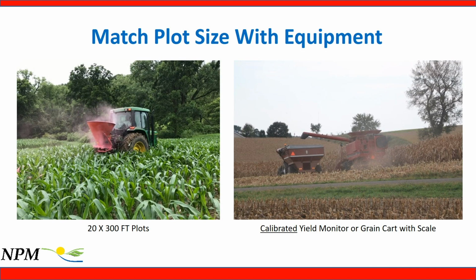If we're moving on to some large plot research, then we can start to think about 20 by 300 foot plots, and where we're using maybe some broadcasting equipment or some larger drill size equipment for drilled interseeding. And then I can combine these plots with traditionally sized combines and calibrated yield monitors, or a grain cart with a scale on it. I can also use maybe some portable scales or an elevator scale if I'm close to those areas that have that technology to harvest these plots and get accurate yield data.